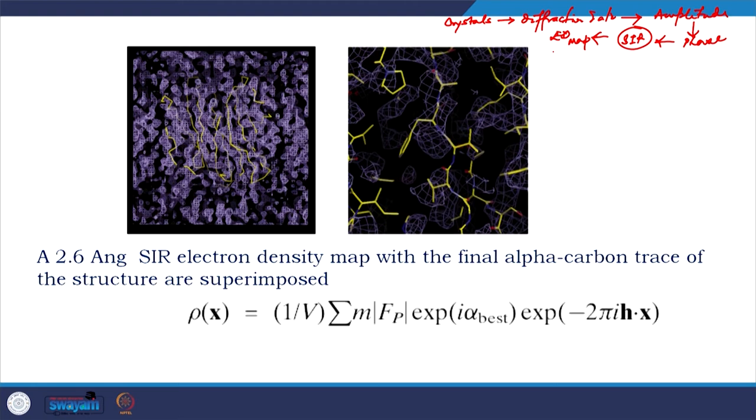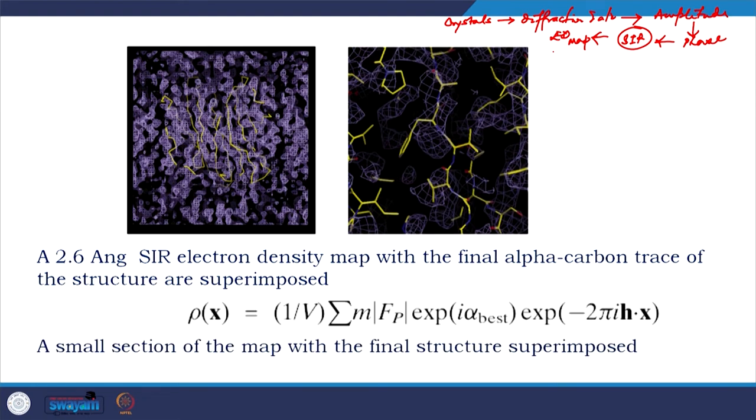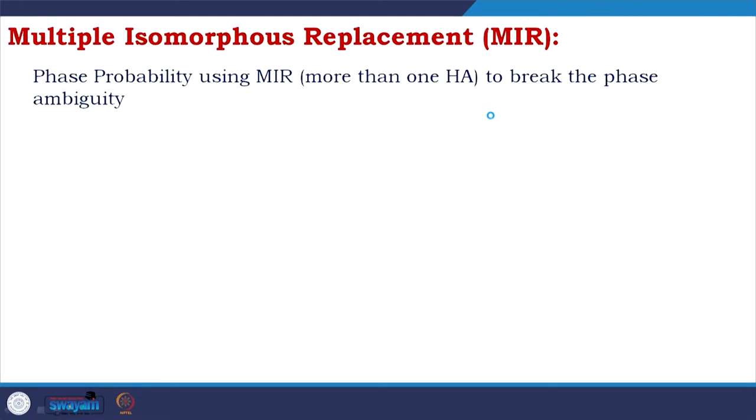But, and this is a small part of that where the final structure is superimposed. So, here you see the alpha carbon trace, here in a zoomed one you see the side chains included here. So, can we improve them? We would see, but then we come to multiple isomorphous replacement where the phase probability using MIR.